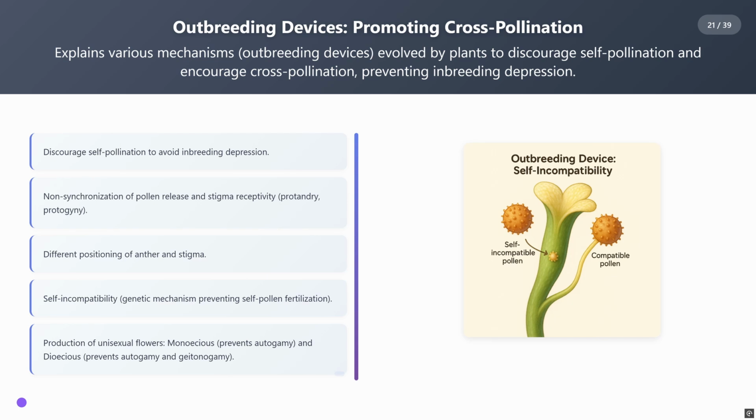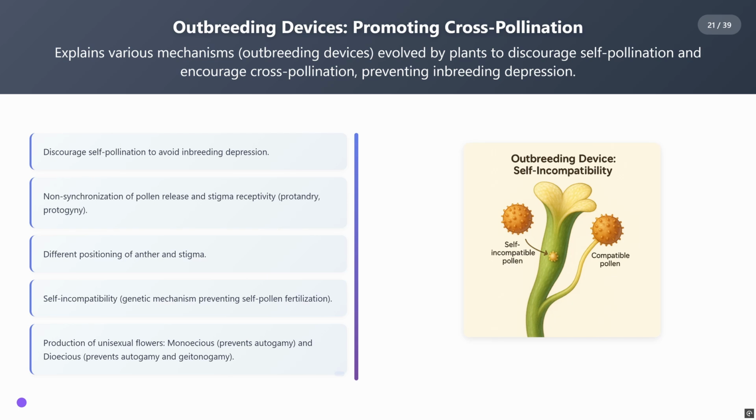Got it. A third very important device is self-incompatibility. This is a genetic mechanism. It basically prevents self-pollen from the same flower, or even another flower on the same plant, from successfully fertilizing the ovules. How does it stop it? It can work in a couple of ways. It might inhibit the pollen grain from even germinating on the stigma, or it might block the growth of the pollen tube as it tries to grow down through the style towards the ovary. It's a biochemical block. A genetic lockout.